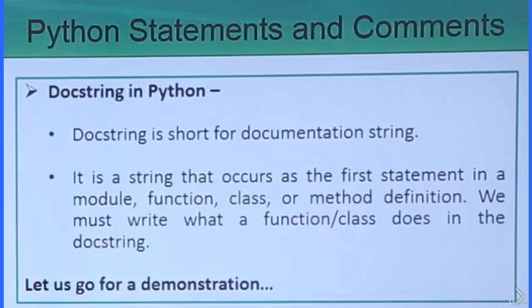Now let me discuss what a docstring is. Docstring is short for documentation string. It is a string that occurs as the first statement in a module, a function, a class or a method definition. So that should be the first statement.